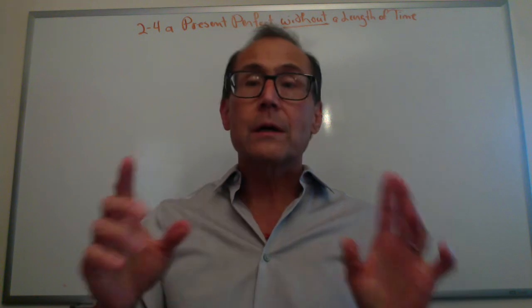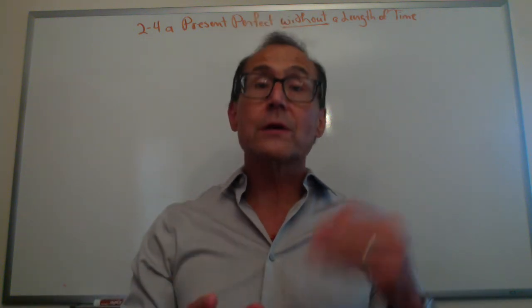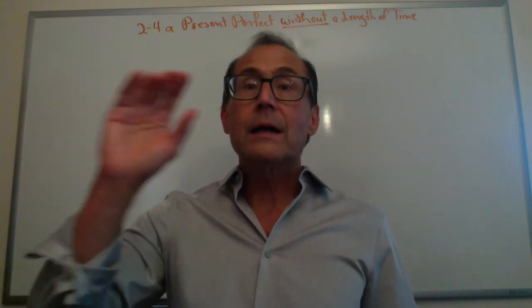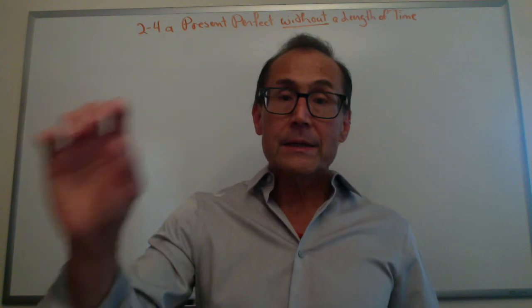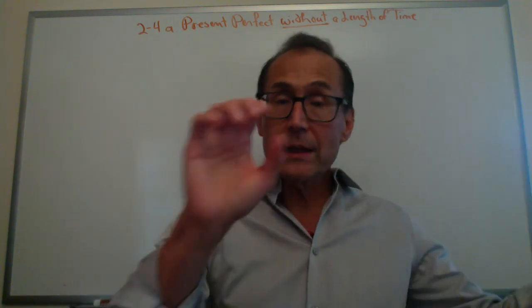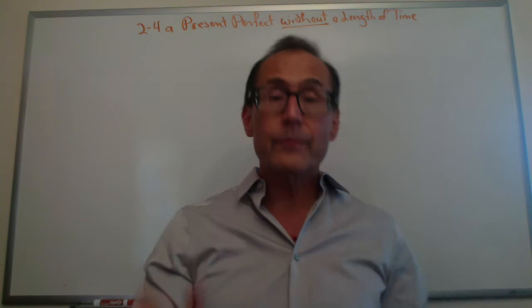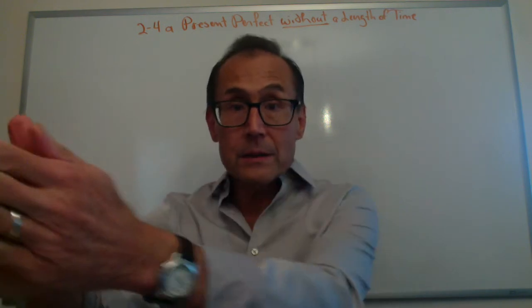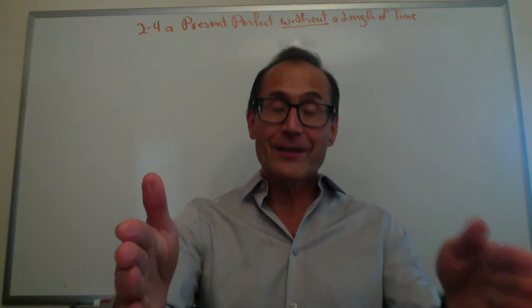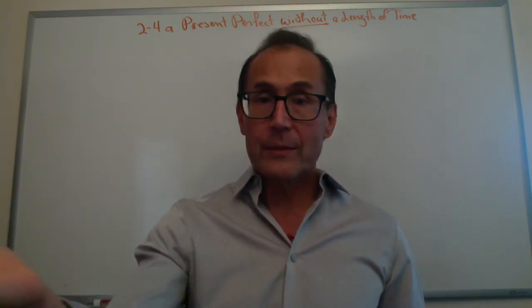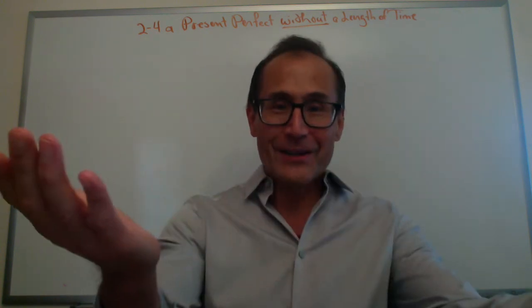Before we begin with this, let's quickly review what we learned in the previous videos about present perfect when I use it with a length of time. So for example, if I said Nancy has lived in her house for 10 years, present perfect, a length of time, then that means she started living in the house 10 years ago, and she has continued living in the house until now. So when I use present perfect with a length of time, it means the action started in the past, and it has continued until now.